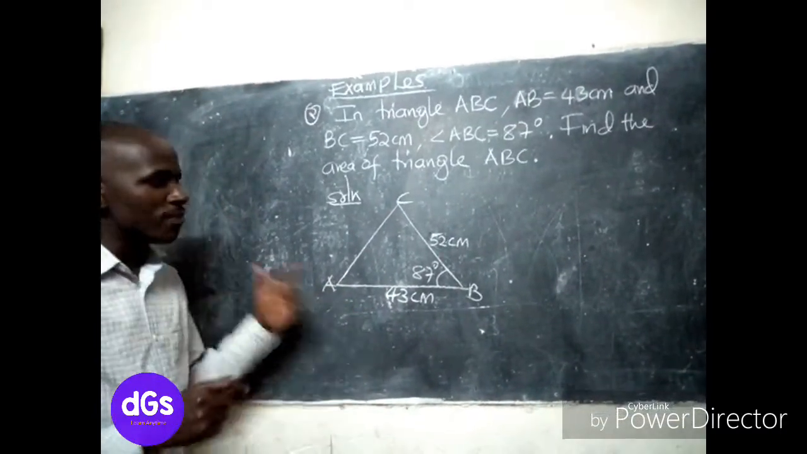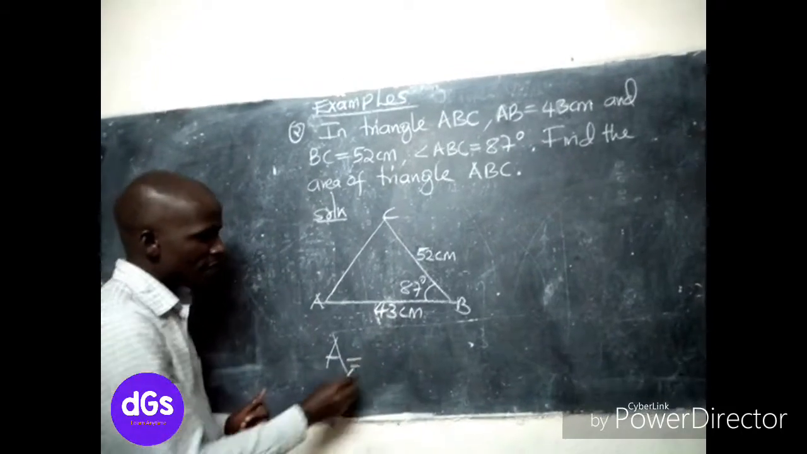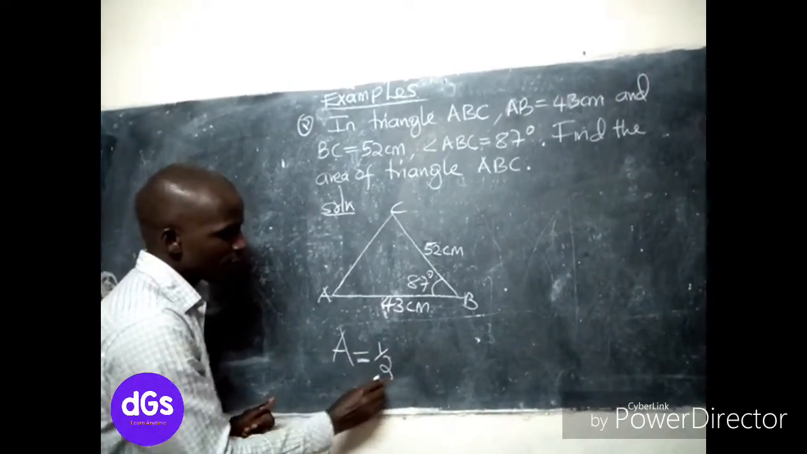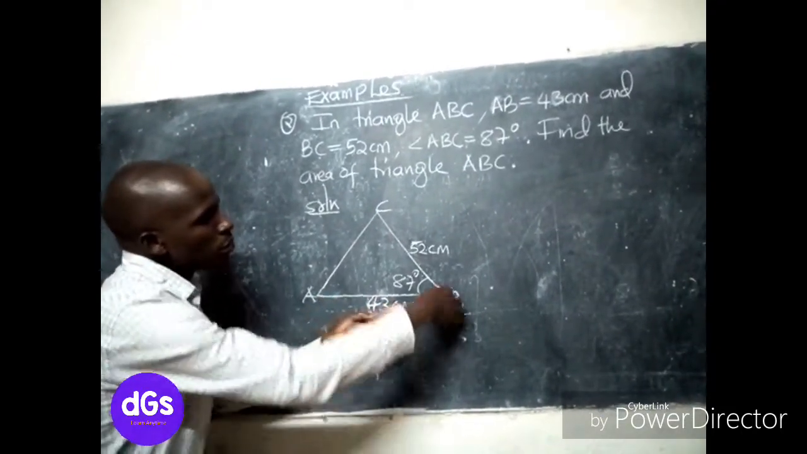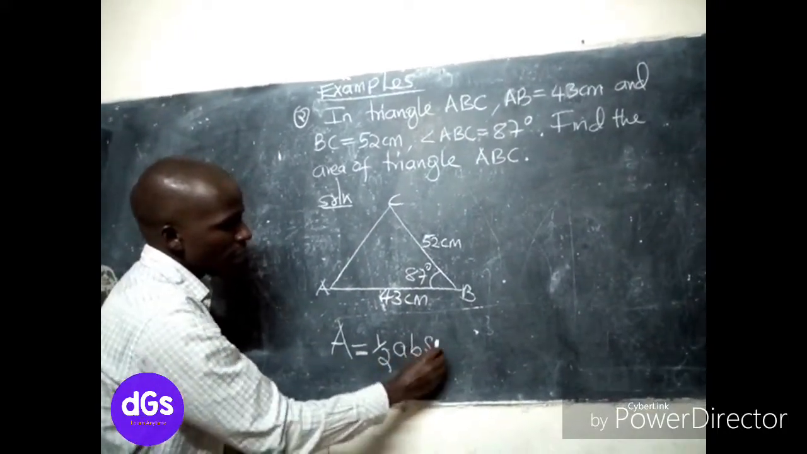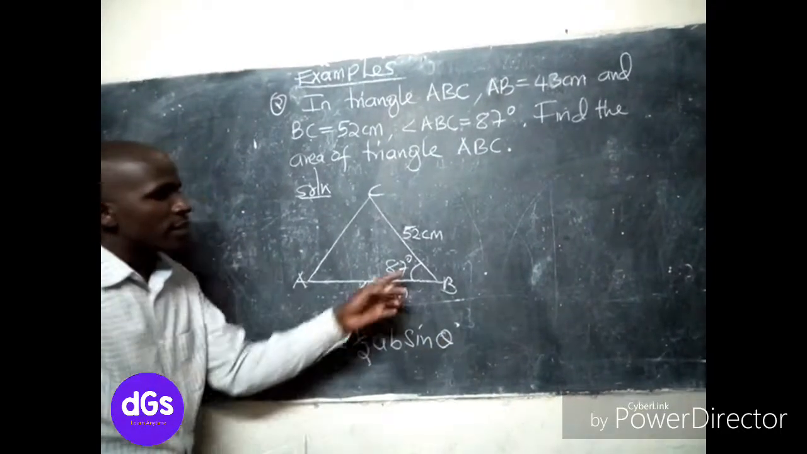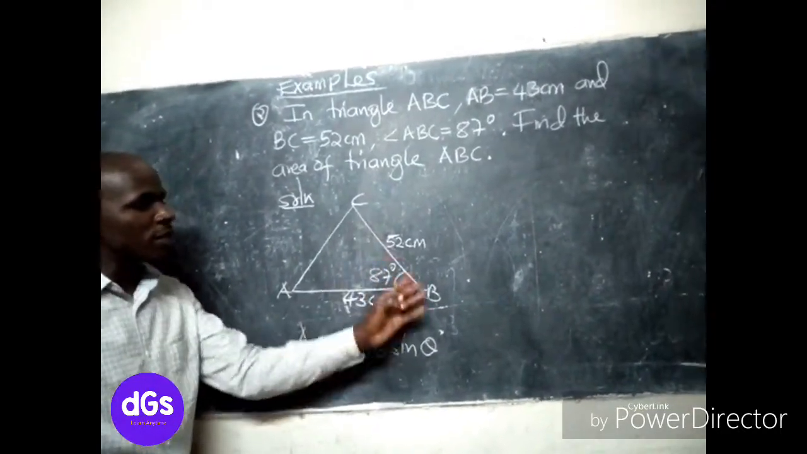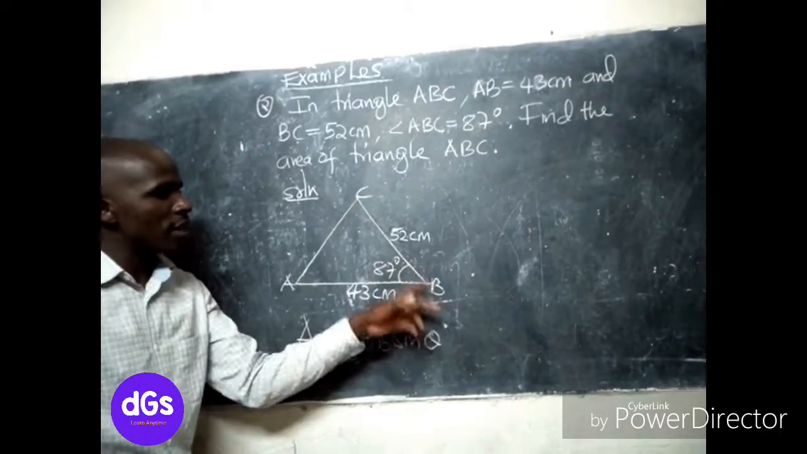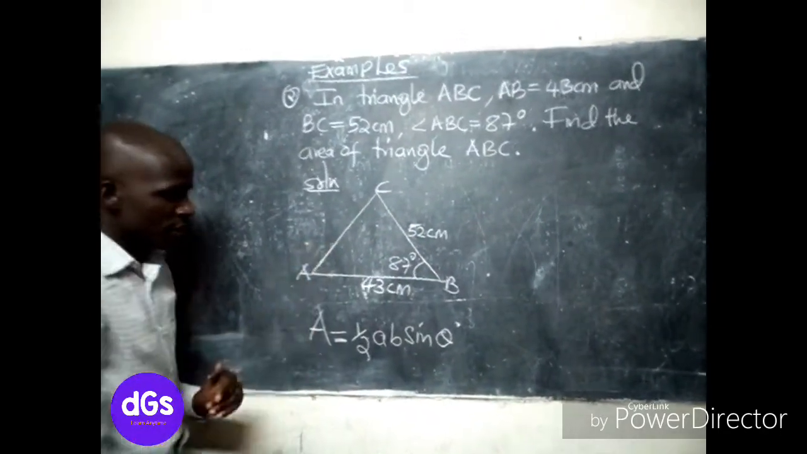The formula that will best suit here is this formula. It gives that the area is half times these two sides, we can call them a and b, and then the sine of the angle between the two sides. We have these two sides and an included angle. That is enough to give you the area of this triangle.